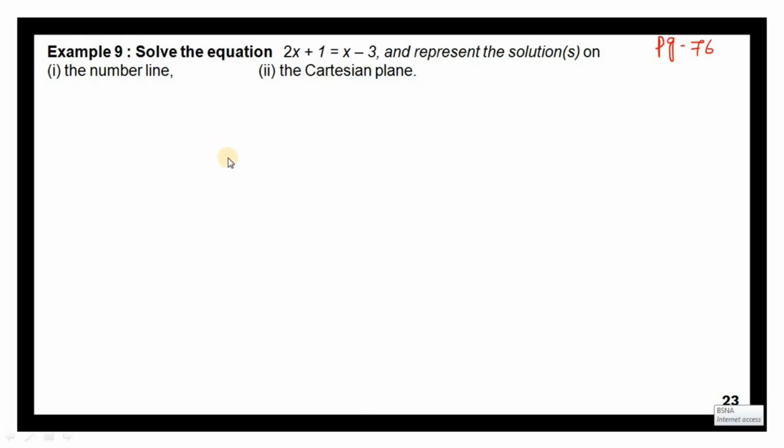Solve the equation 2x plus 1 is equal to x minus 3 and represent the solutions on a number line and the Cartesian plane. So how to represent these two? It is on number line as well as Cartesian plane.